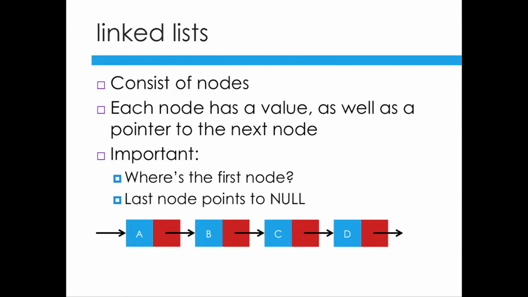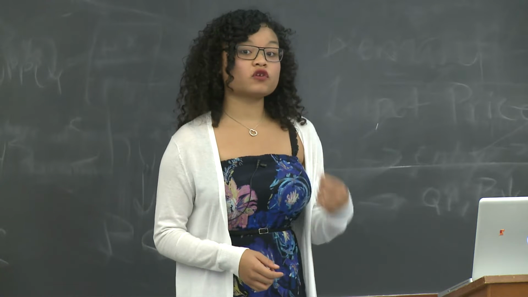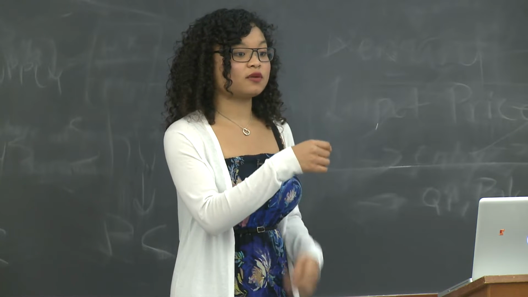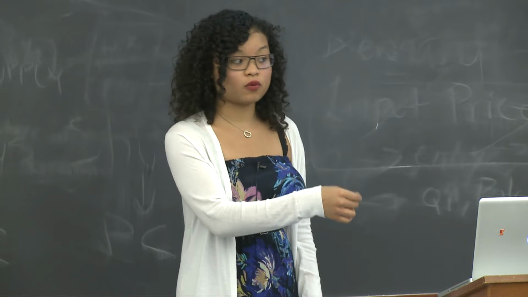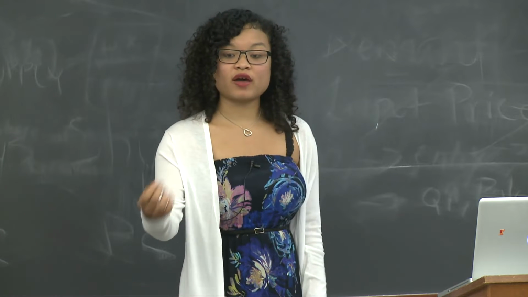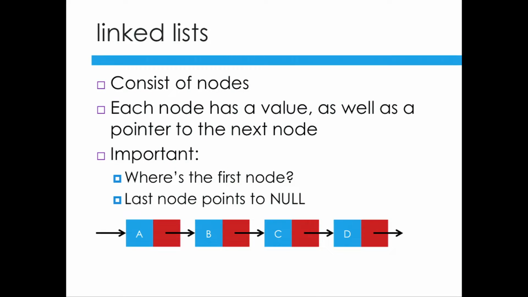Okay, so first let's go into linked lists a bit. Essentially, linked lists consist of nodes, where every node has a value associated with it, as well as a pointer to the next node after it. A couple of things are important with a linked list: we need to remember where our first node is. Once we know where the first node is, we can access the node that the first node points to, then the one after that, and the one after that. The last element in your linked list has a pointer that always points to null.